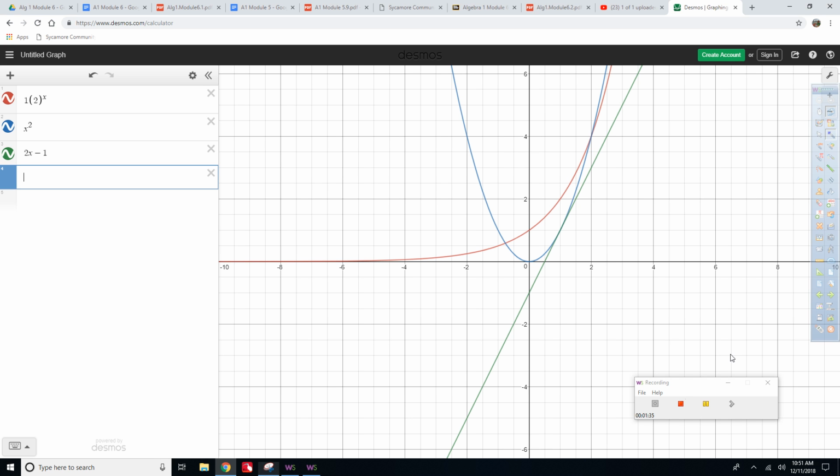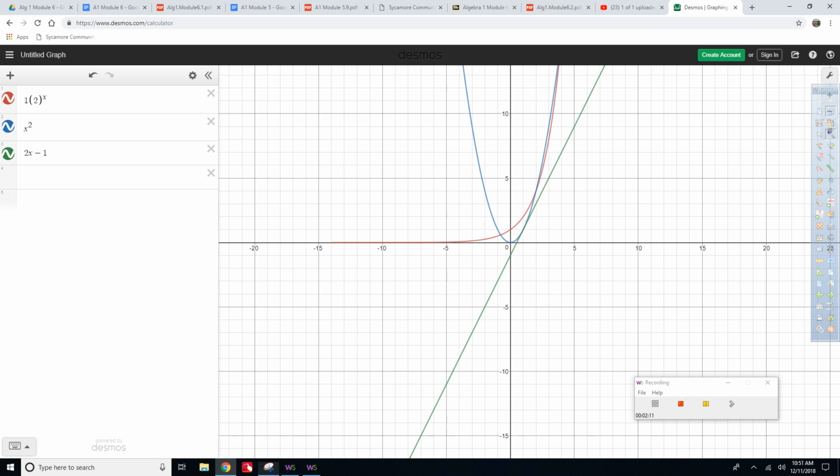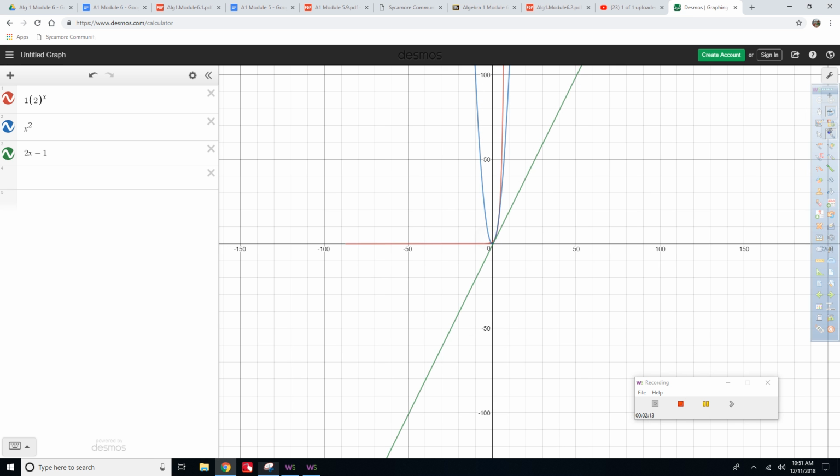Notice that the quadratic one is always positive. Why is it always positive? Well, here's the thing. A negative times a negative is a positive, okay? So if you put in a negative 4 for the blue equation, you get a positive 16. It gets big real fast, okay? So with that being said, let's go ahead and zoom out.